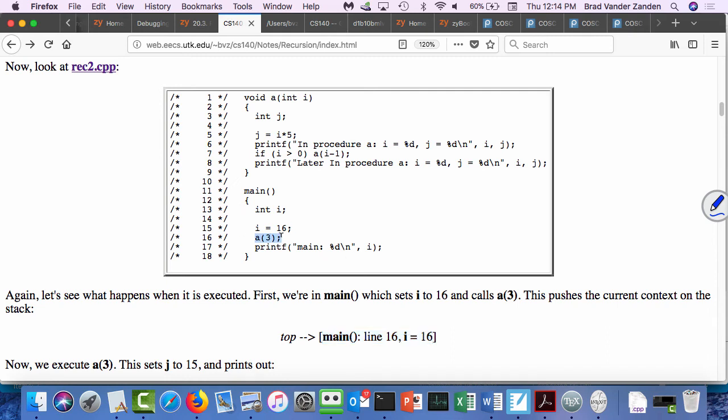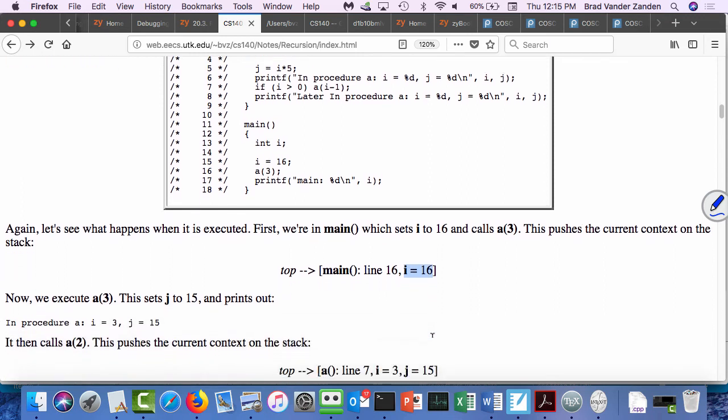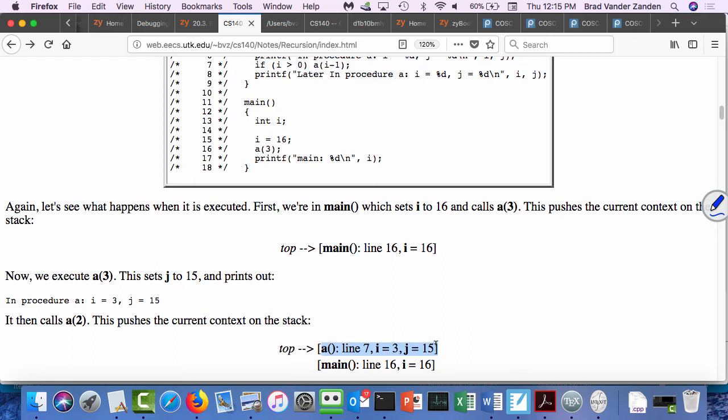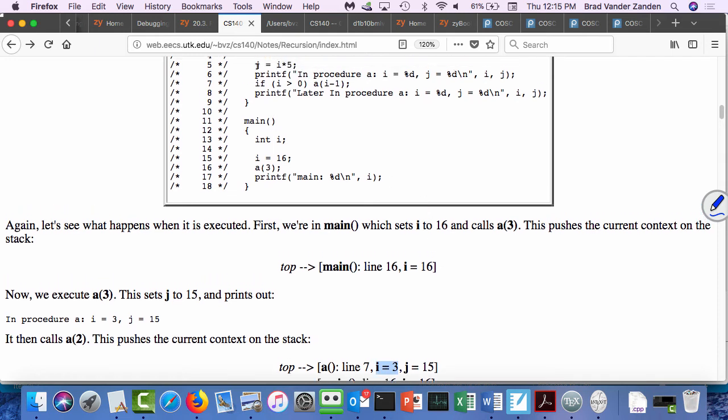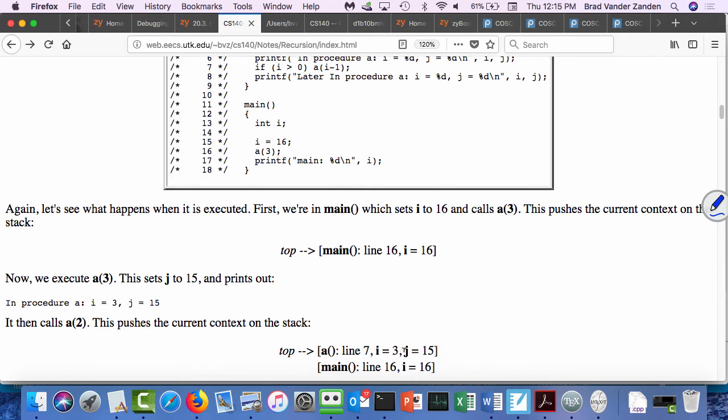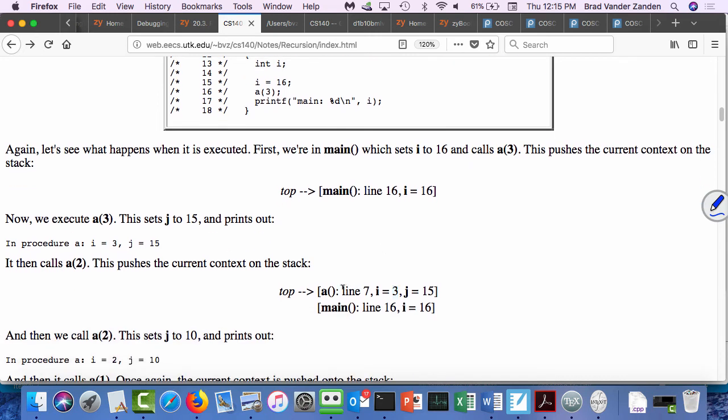At line 7, we check to see if I is greater than 0, and it is, because 3 right here is greater than 0, so we call A of 2. So we remember that the call was made from line 7. And we push a new stack frame on for the call to A of 2. And now I is equal to 2, and its version of J is set to 10. Notice that doesn't modify the J for the version of A that was called with I equals 3. It has its own version of J. Okay? So then again, A of 2 calls A of 1, and I is equal to 1, J is equal to 5, and again, it calls A of 0, which Dr. Planck doesn't show, but he does call A of that, and I is equal to 0.